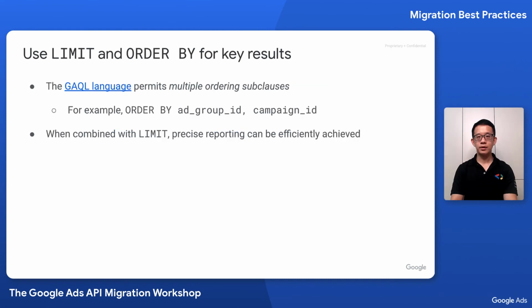Next is about limit and order by. The GAQL language permits multiple ordering subclauses, so you can use order by one field, comma, another field, like order by ad group ID, followed by campaign ID. In this way, you can sort the result based on the ad group ID first, and then the campaign ID. When combining this with limit, you can achieve precise reporting very easily.